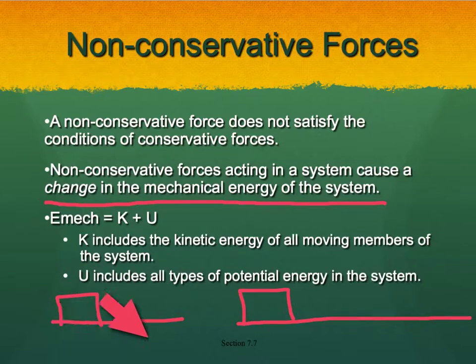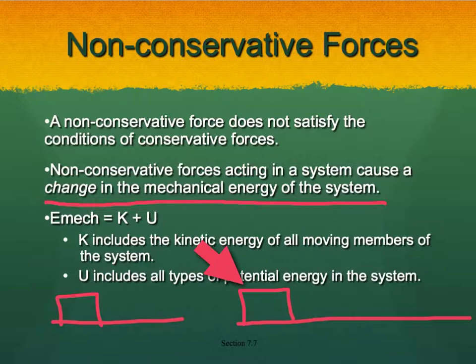system than this one. So friction would be an example of a non-conservative force because friction is acting along a longer path in this case than in this case where the displacement was much shorter. So we can say more work would be done here. So that means it would be a non-conservative force.